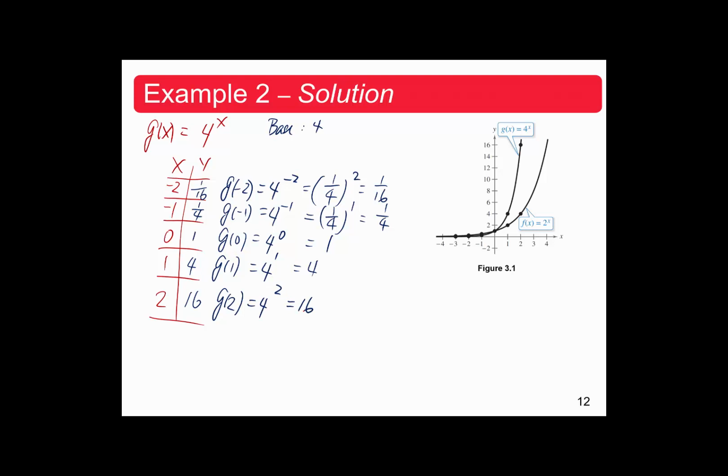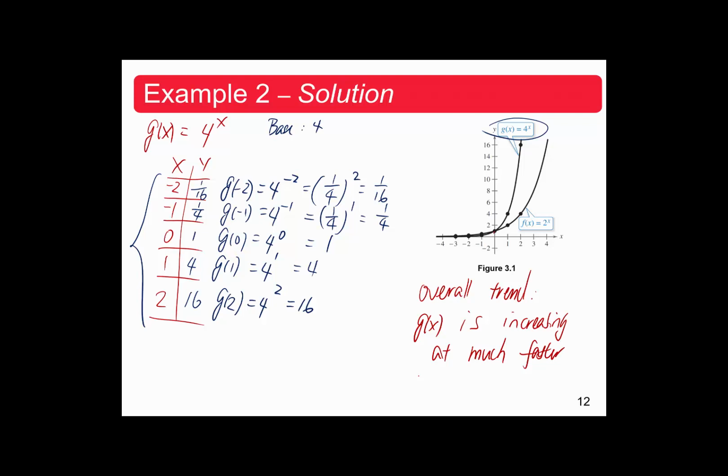Now if you connect those two graphs, and as you can see from the left, if you plot all these ordered pairs together to get this graph, typically the overall trend here is that since the base 4 is bigger, after this point right here, g of x is increasing at a much faster pace compared to f of x.